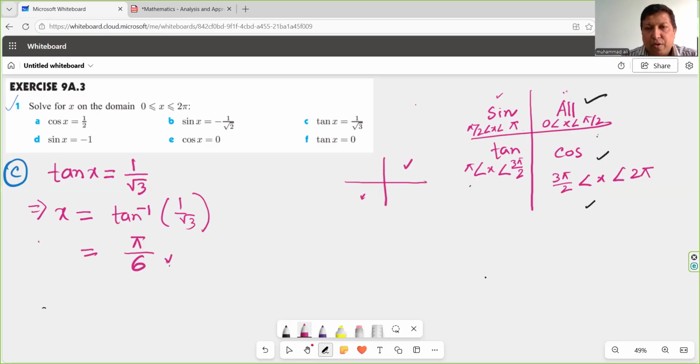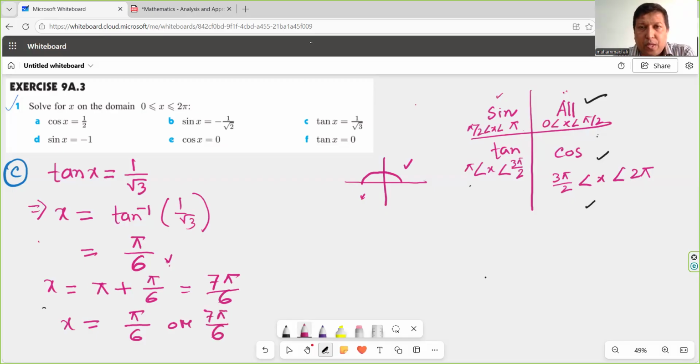If we want to get the result in the third quadrant, we have to add pi by 6 to pi. Pi plus pi by 6. So we get 7 pi by 6. So our answer will be x equals pi by 6 or 7 pi by 6. Question number C completed.